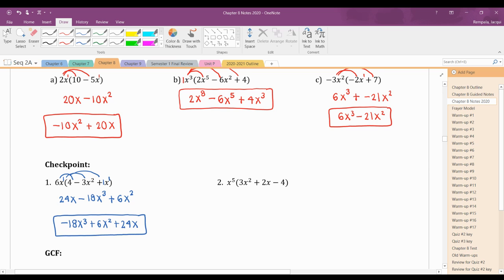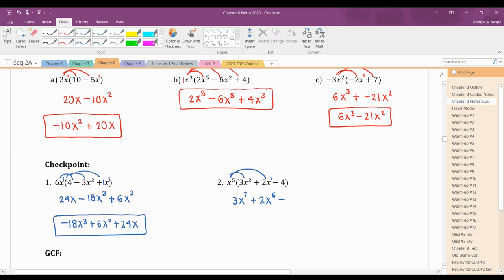In the next one, I want to distribute that x to the fifth power. So when I distribute that, we've got the 3 still. X to the fifth times x squared, you add the exponents, x to the seventh. The x to the fifth then gets multiplied by 2x. So bring down the 2. X to the fifth times x to the first will give us x to the sixth power.